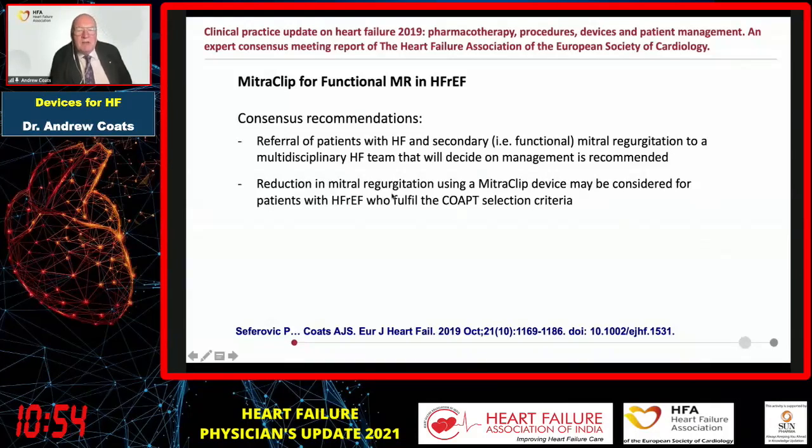The consensus recommendation we produced, now coming about 18 months ago, was that we recommended referral of patients with heart failure and secondary MR to a multidisciplinary heart failure team, and the reduction in MR using the MitraClip device may be considered. We've subsequently updated this advice in the European Heart Journal just a couple of weeks ago, but we still recommend selected use of the MitraClip device in certain patients, but only after very detailed evaluation.